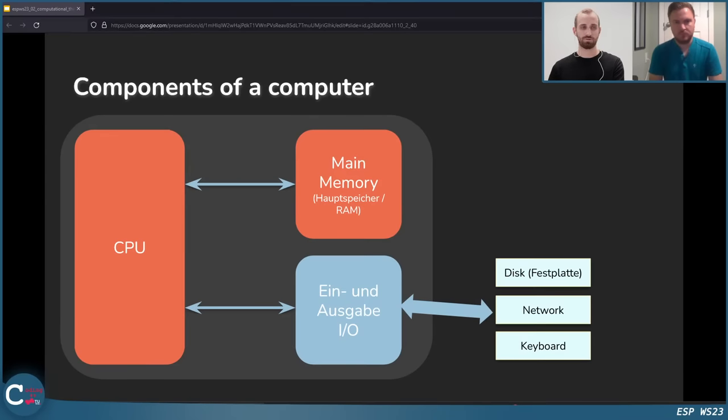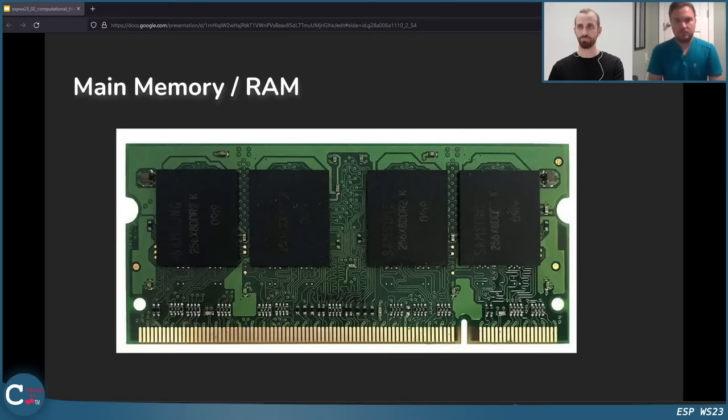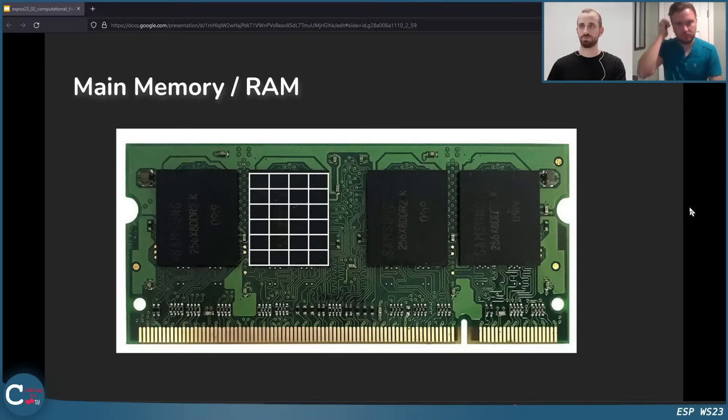So let's talk at first about the main memory and the RAM. I hope most of you have already seen this. This is an example of RAM. And here, these black boxes are the memory locations, so to say. So imagine that we have a grid over one of these memory locations. Of course, there are many more locations than just that, but this is just an example.